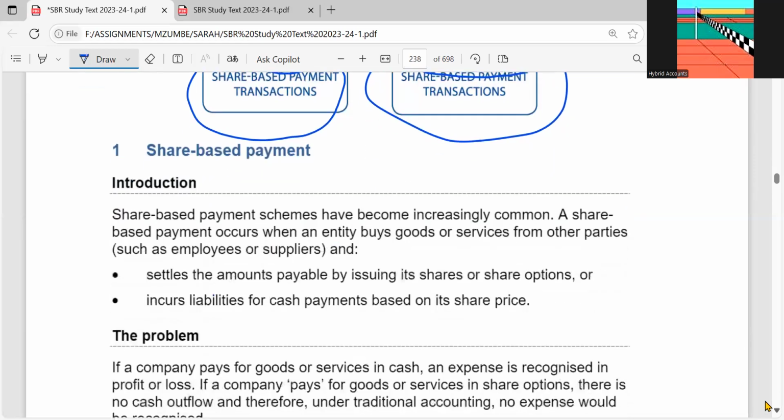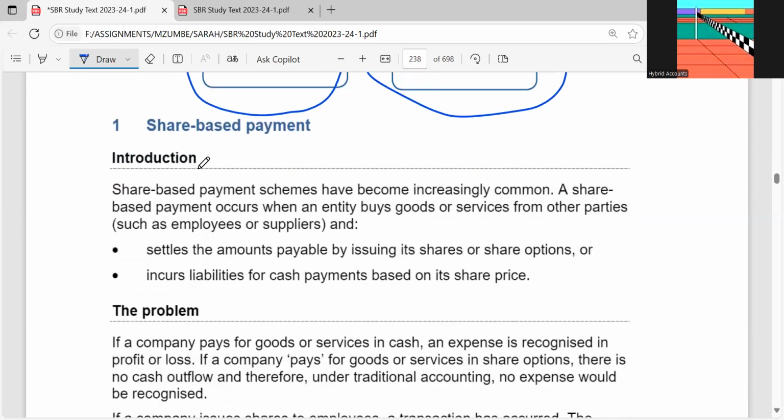Okay, so share-based payment. As I just told you, the motive behind the establishment of this standard was that share-based payment schemes have become increasingly common. So due to that sheer volume, it became necessary to have a standard, right? That's why we say share-based payment occurs when an entity buys goods or services from other parties, such as employees and suppliers. For example, employees provide services to the organization, suppliers may provide goods to the organization, and the payment could be in the form of shares, somehow linked to shares, right?